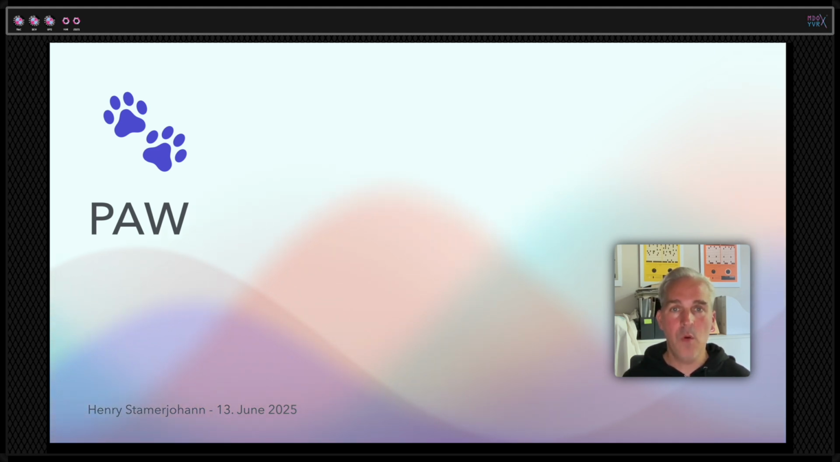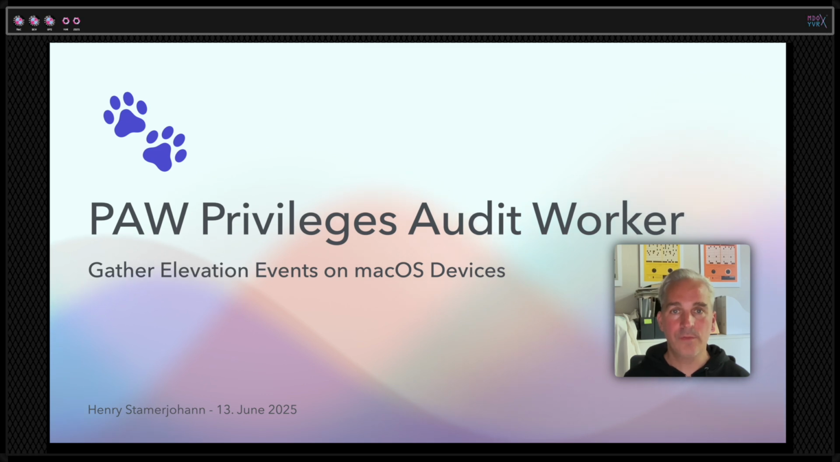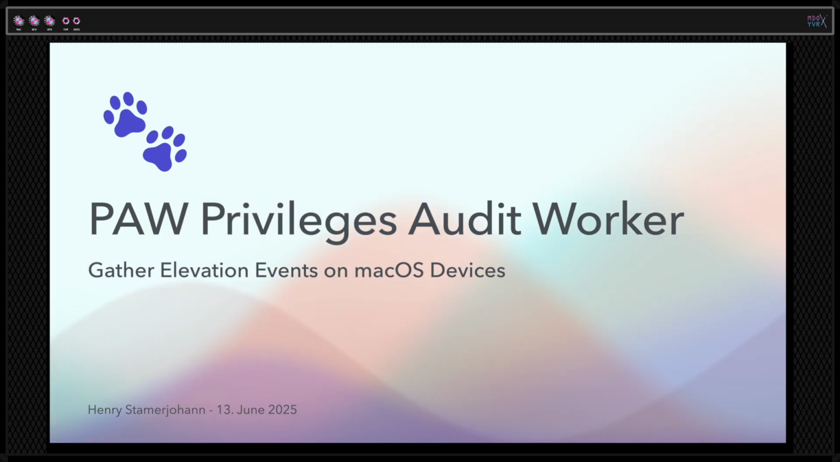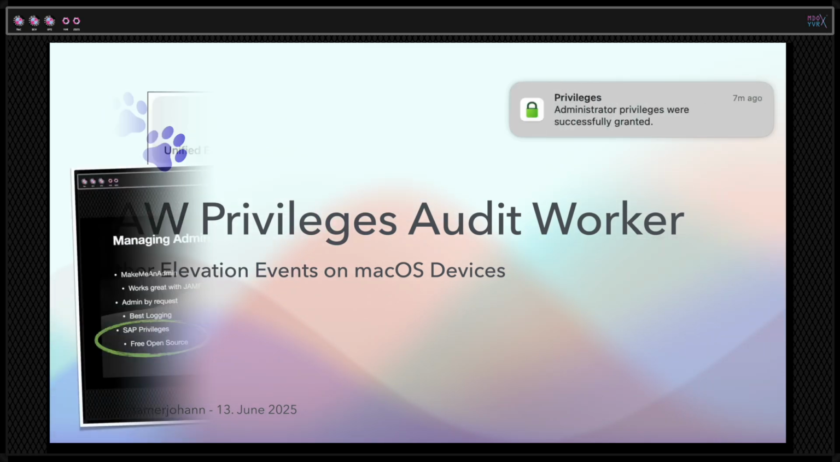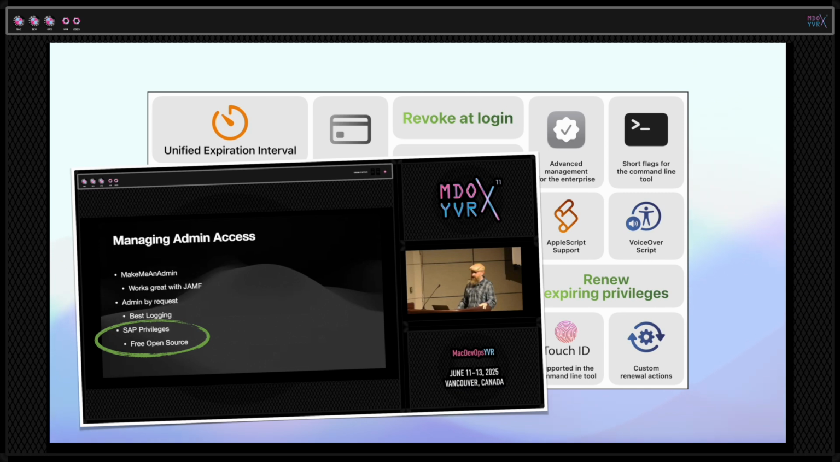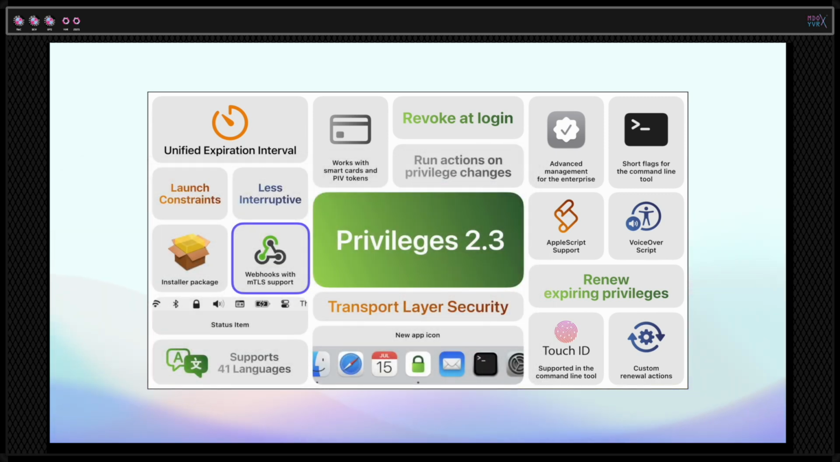This is about PAW, the Privileges Audit Worker. So let's start. Most of you have heard of SAP Privileges, and yesterday Nate in his talk shared different approaches to managing admin access on macOS. He also referred to SAP Privileges. SAP Privileges now has a new feature. It supports webhooks with mutual TLS support.